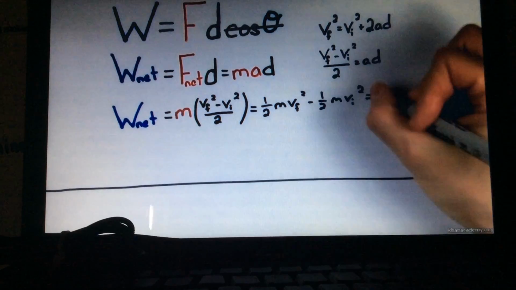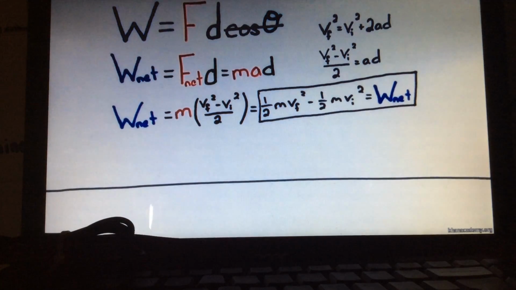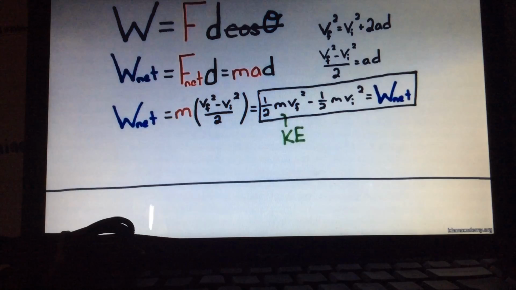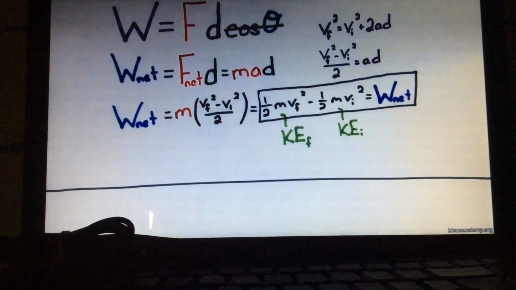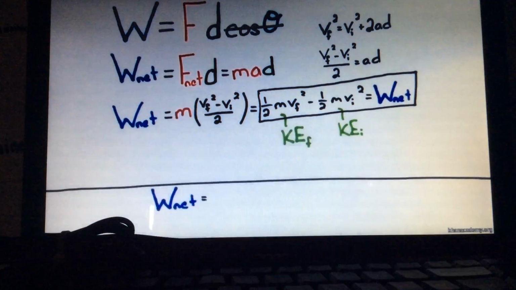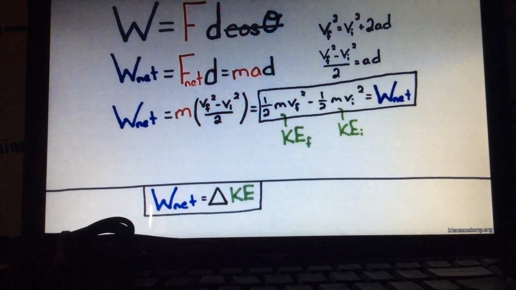In other words, the net work or total work is equal to the difference between the final and initial values of 1/2 mv squared. This quantity, 1/2 m times v squared, is what we call the kinetic energy of the object. So you'll often hear that the net work done on an object is equal to the change in the kinetic energy of that object. And this expression is often called the work energy principle, since it relates the net work done on an object to the kinetic energy gained or lost by that object.